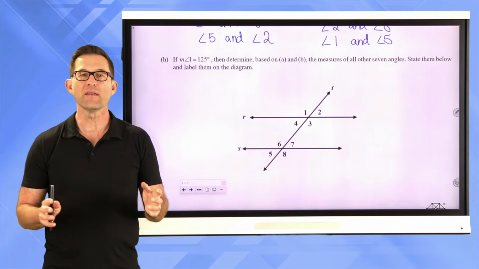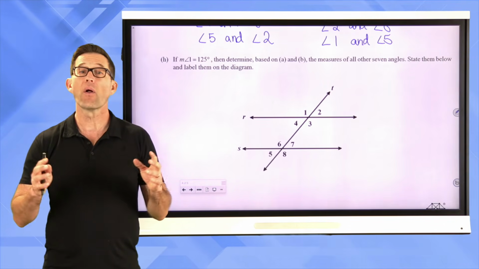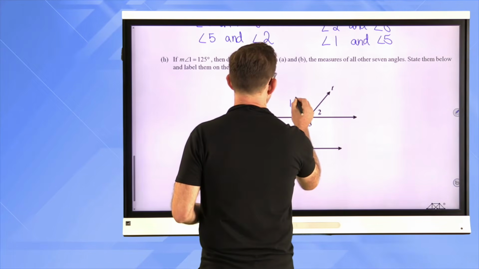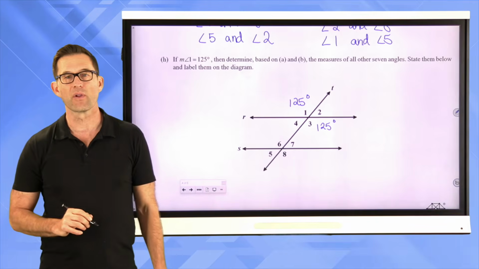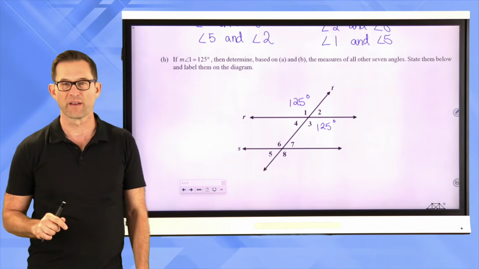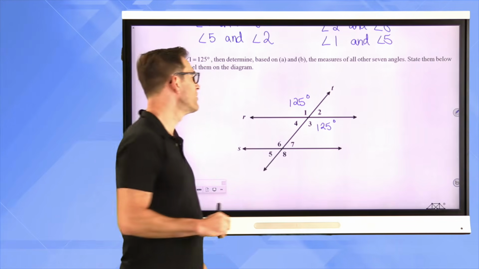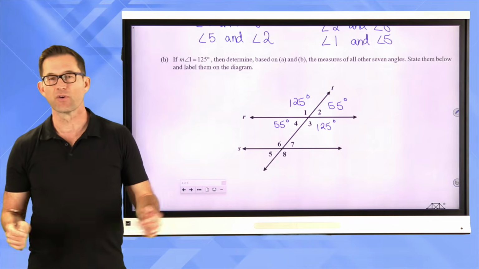What we talked about in A and B was the fact that all the acute angles are congruent to each other, and all of the obtuse angles are congruent to each other. So if the measure of angle 1 is 125 degrees, now watch, right? 3 has to be equal to 125 degrees as well, because those are vertical angle pairs, right? We've talked about the fact that vertical angles are congruent. Now angle 2, on the other hand, has to be supplementary to 125 degrees, and that's going to be 55 degrees. Angle 4 also has to be 55 degrees because it's a vertical angle pair.